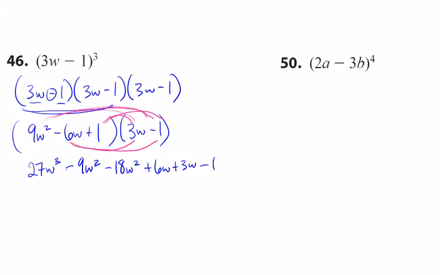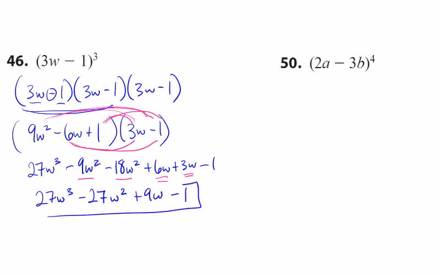Okay, then we combine like terms. So we have a couple sets of like terms here. 27w cubed comes down. 9w squared minus 18w squared is going to be negative 27w squared. Right? And then we have these two here. 6w plus 3w is 9w. And then the negative 1 just comes down. Okay? So that's our final answer. No more like terms. It's as far as we can go.